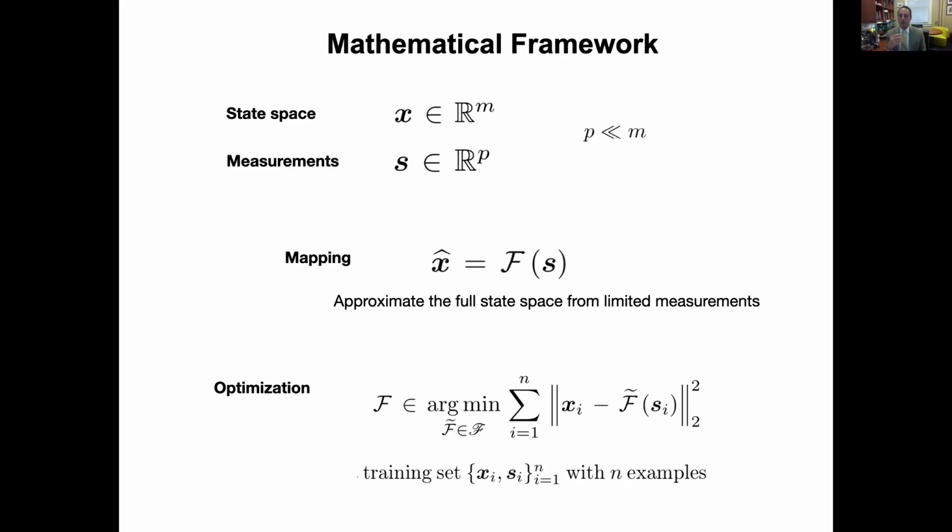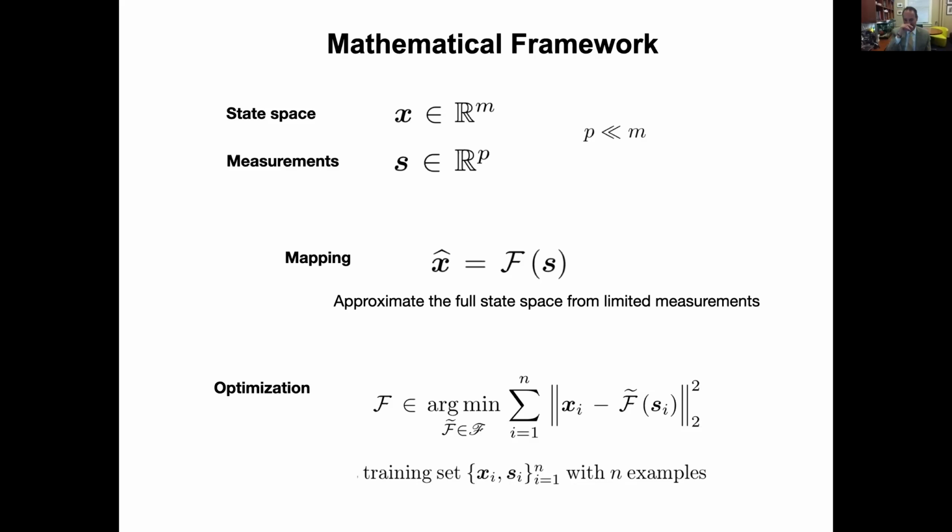What do I want to do? I want to construct a mapping from my measurements S to reconstruct, to estimate the state space X. So the mapping is given right there. X hat, which is my approximation to the state space, is just some map F from the sensors S. Okay? And the optimization is very trivial to write down.